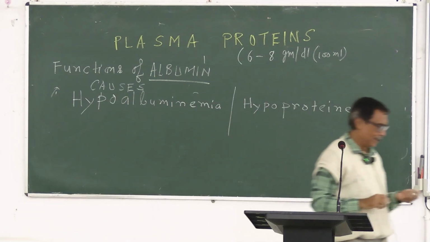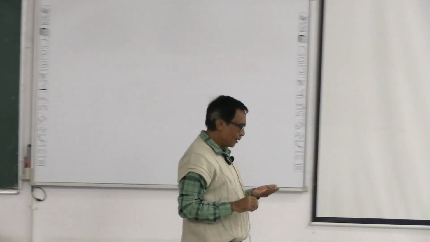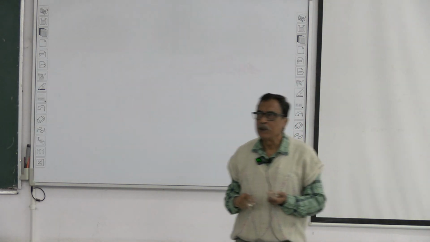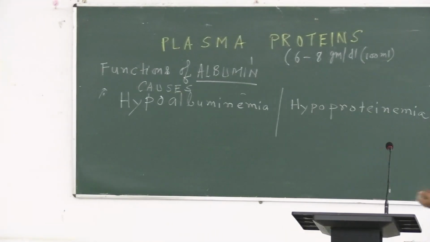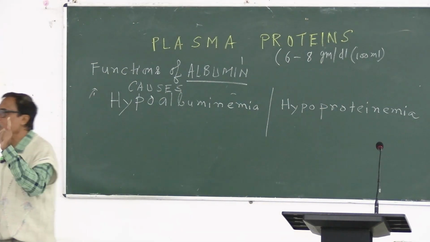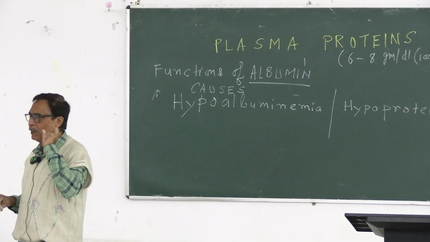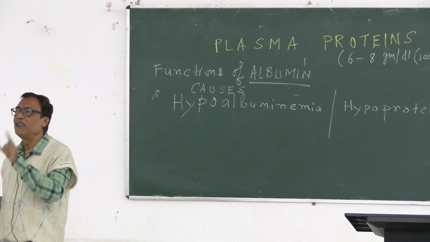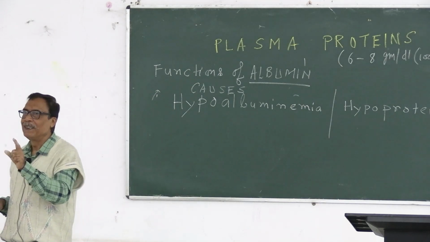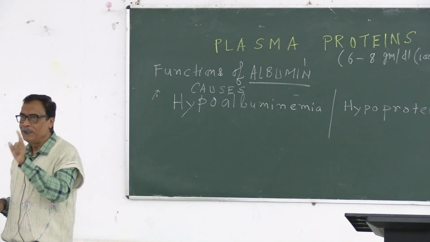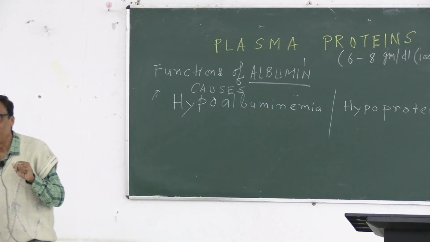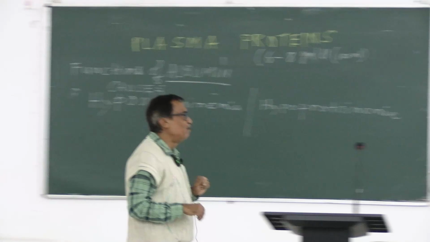First of all, I will tell what the sites of protein synthesis are. Protein synthesis occurs mainly in the liver. All the proteins I have mentioned are synthesized in one organ, the liver, with the exception of immunoglobulins, which are synthesized by reticuloendothelial cells, plasma cells and lymphoid tissue.